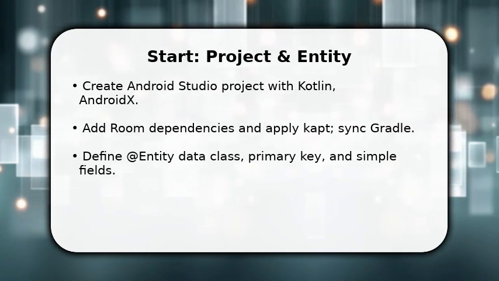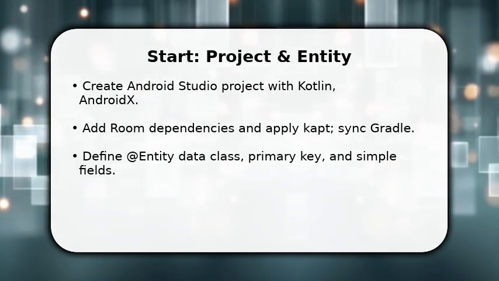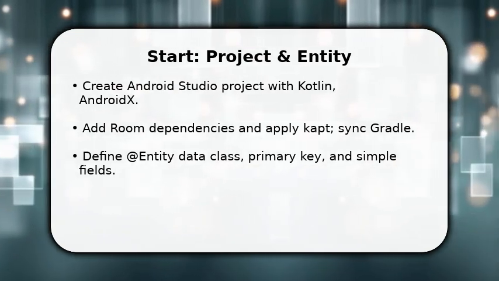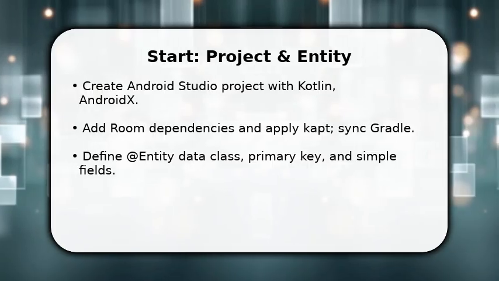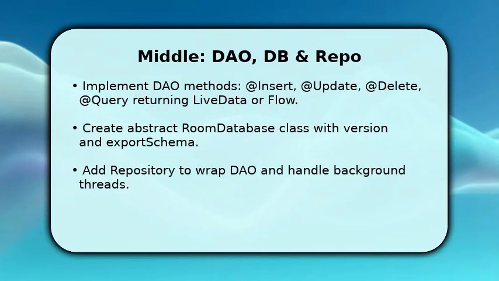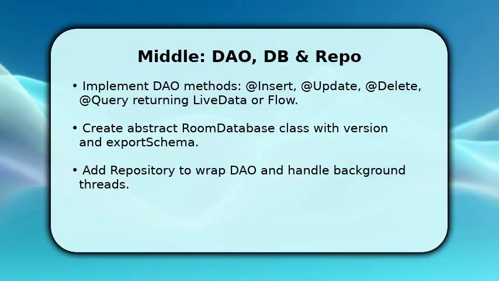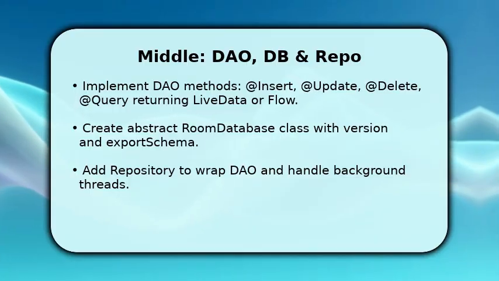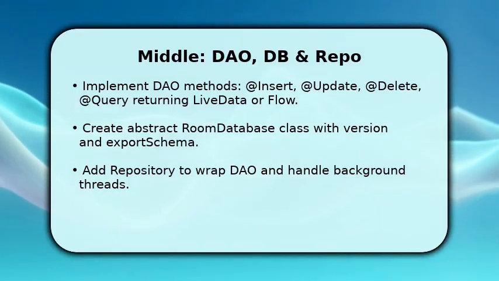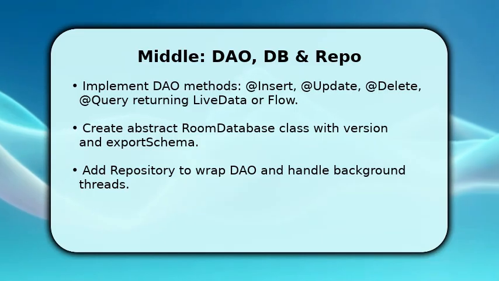You now wire DAOs into a Room database. Create an abstract class extending RoomDatabase, list entities, set a version, and provide an abstract DAO getter. Then build a singleton instance using Room.databaseBuilder. Specify fallback to destructive migration or implement migrations if you expect schema changes.